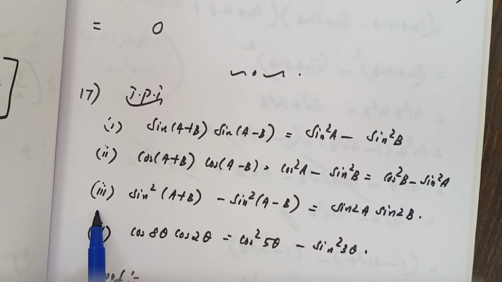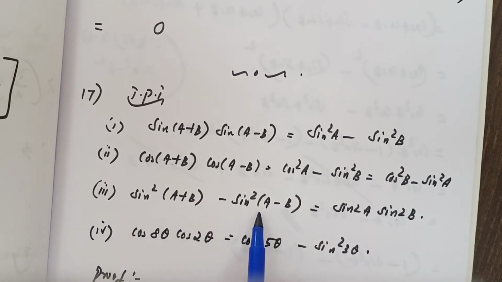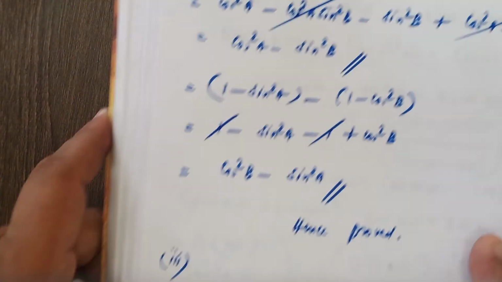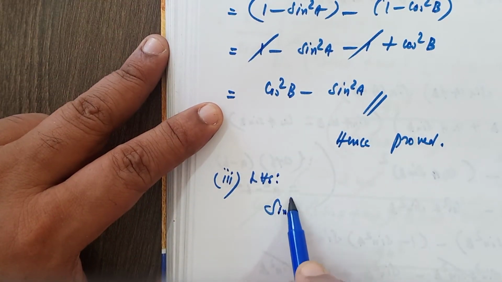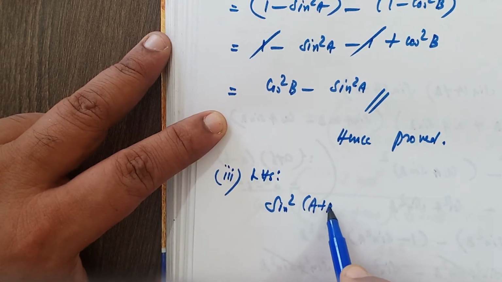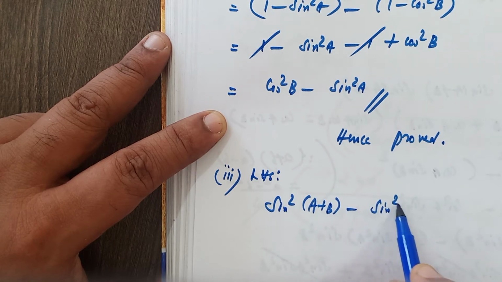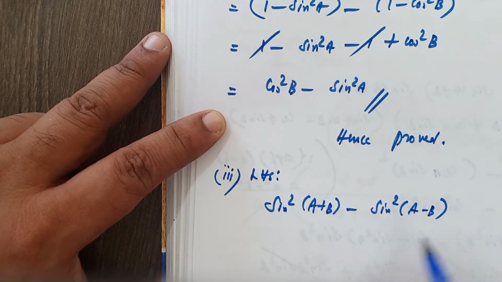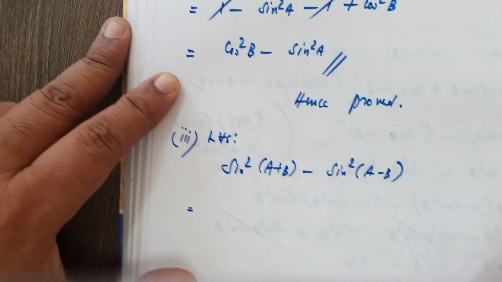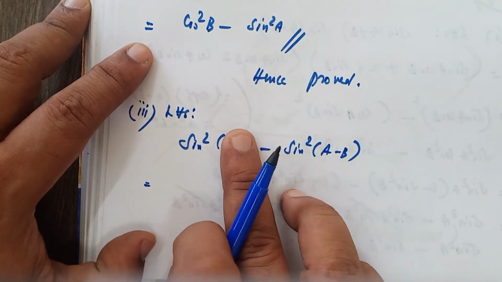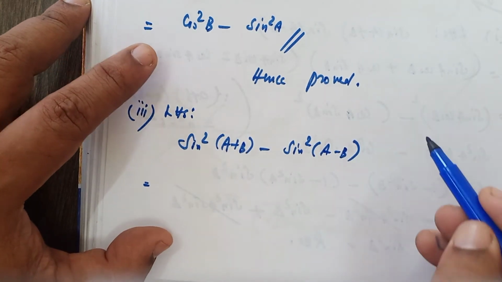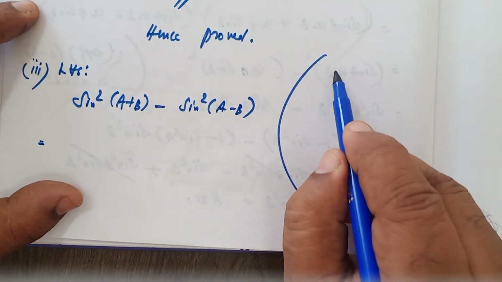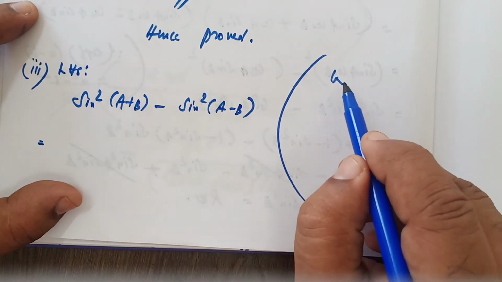Now subdivision number 3, consider that LHS: sin squared of a plus b minus sin squared of a minus b. What form is it? Sin squared a minus sin squared b, you can write it like this. Instead of capital A and B, which we already have in the question, I write it like this.